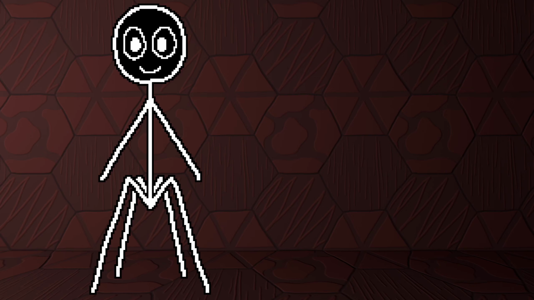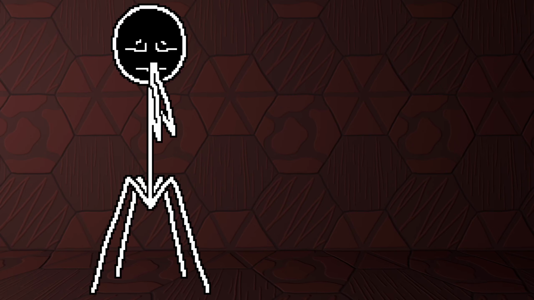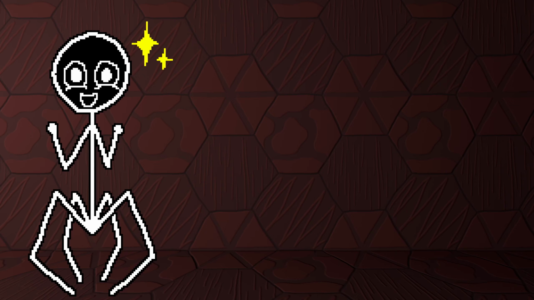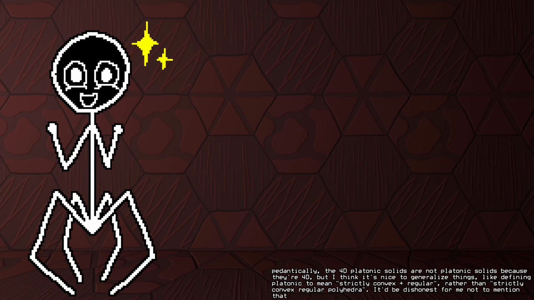Also, faces are not facets or sides. I can't stress this enough. The faces are just the rank 2 elements of a polytope, the same way the edges are just the rank 1 elements. With that, I think we're ready for the strictly convex regular polychora, more simply called the 4D platonic solids.